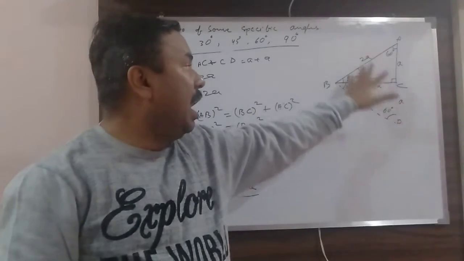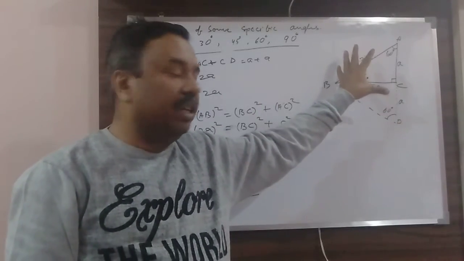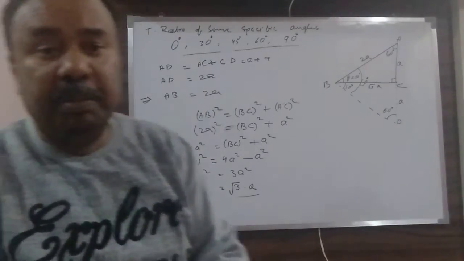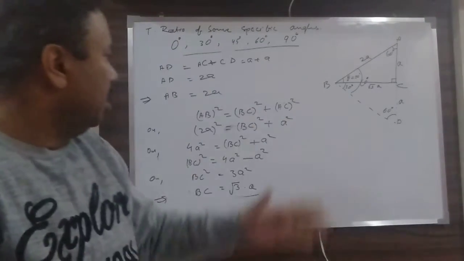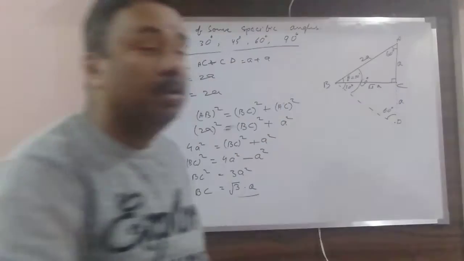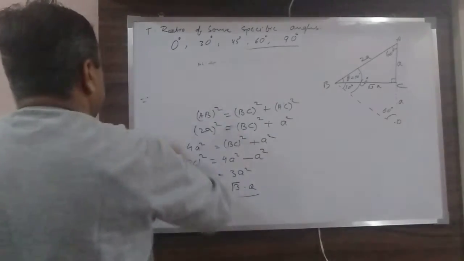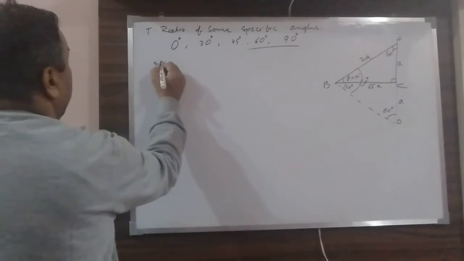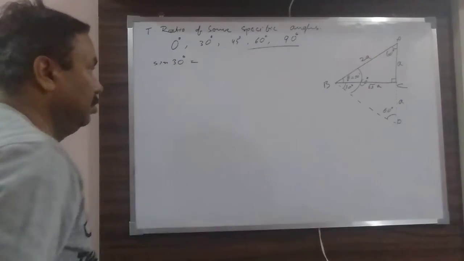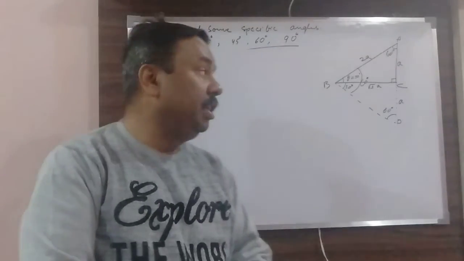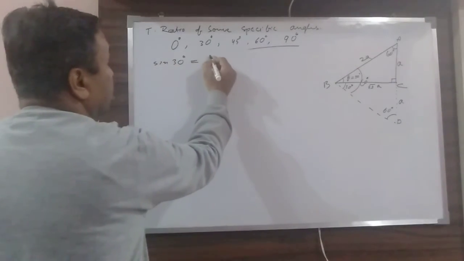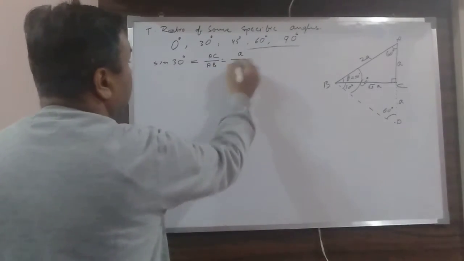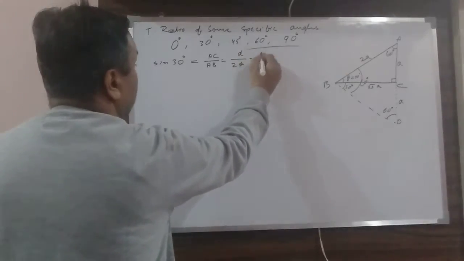This means I have got the general relation between all three sides. Now it will be very much easier for me to find out the ratio. Now I will go on finding out the ratio when theta is equal to 30 degree. So what will be my sine 30 degree? Sine 30 degree, as I said, it will be opposite side by hypotenuse. Opposite side is A, and hypotenuse is 2A, so it is equal to 1 by 2.